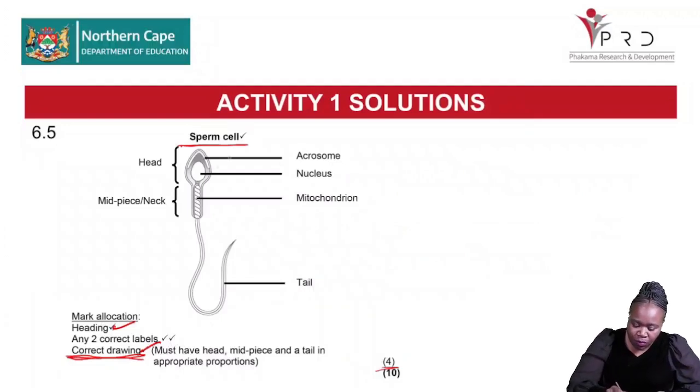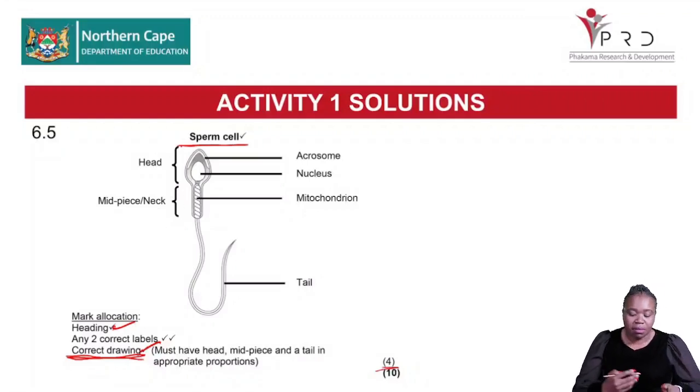So we have the acrosome, the nucleus, the mitochondrion, and then we have the tail. So you can also indicate that this is the head and this is the middle piece.